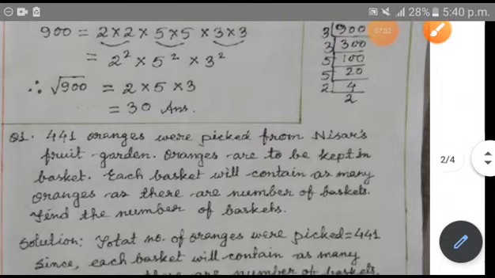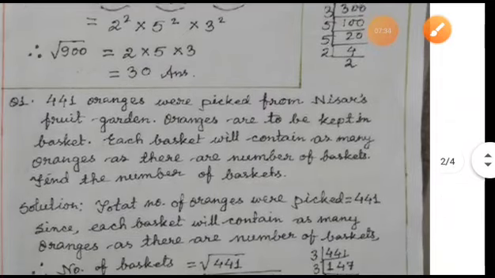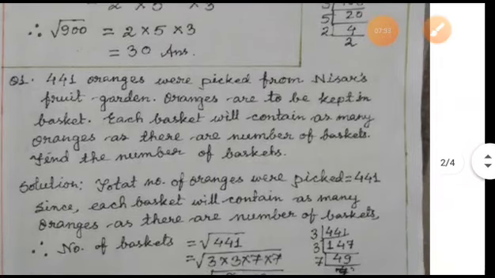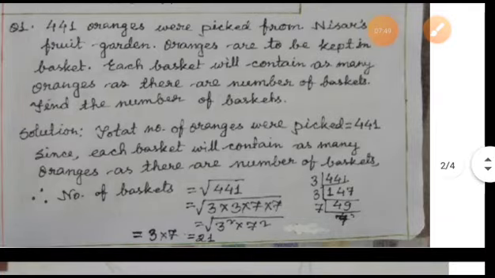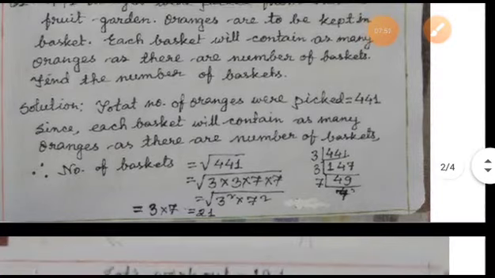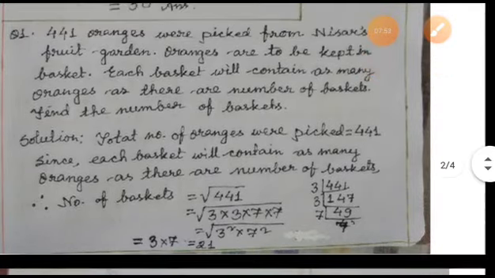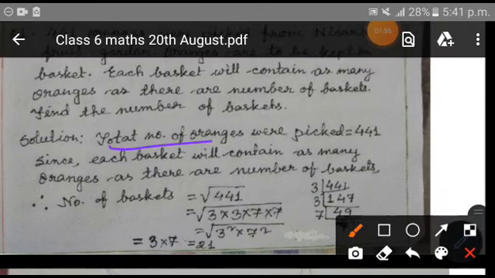Next, come to question number 1. Here it is given, 441 oranges were picked from Nisar's fruit garden. Oranges are to be kept in baskets. Each basket will contain as many oranges as there are number of baskets. So find the number of baskets. So the solution given is, total number of oranges picked is 441.